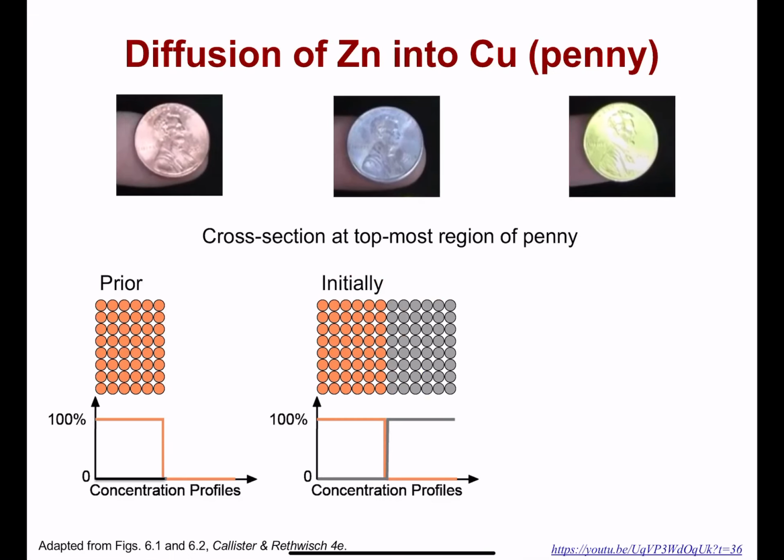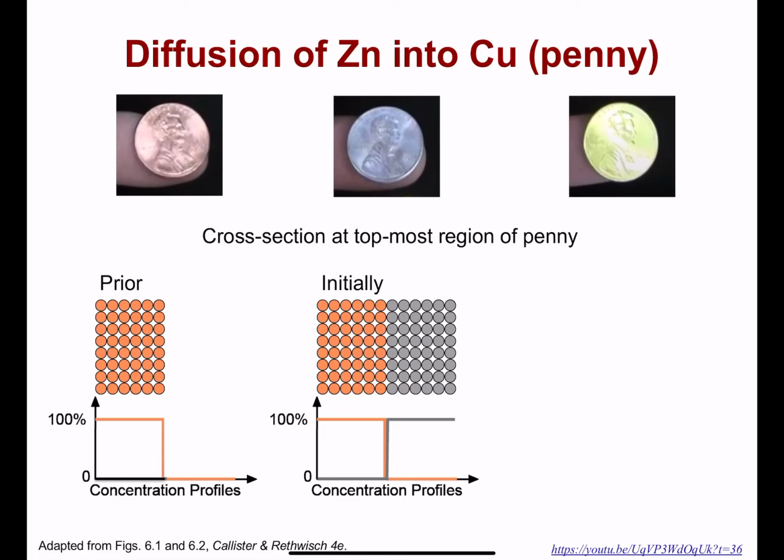Okay, so that video was nice because it not only gave us an example for diffusion of zinc into copper, but it also gave us a little bit of an atomistic view as to what was happening. And so building off those ideas, I've put a little detail to that here.